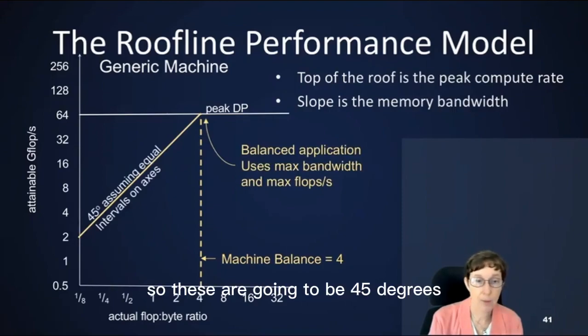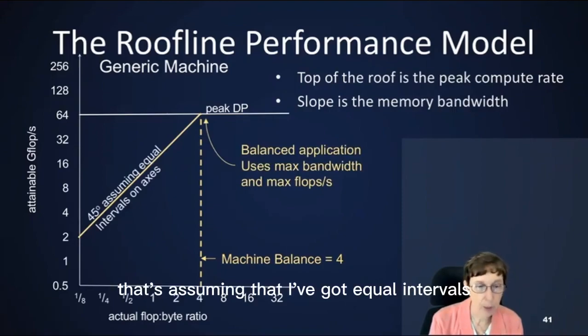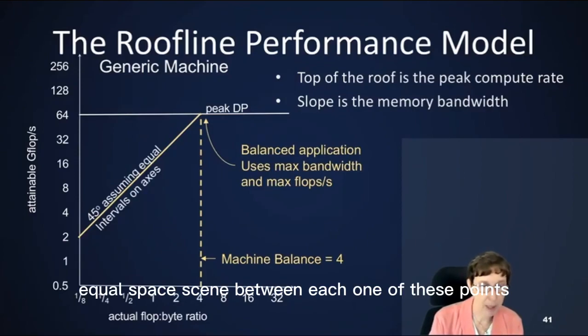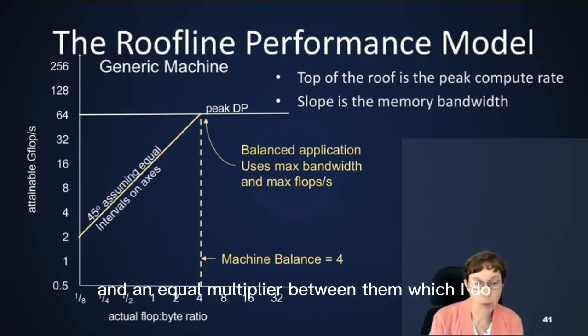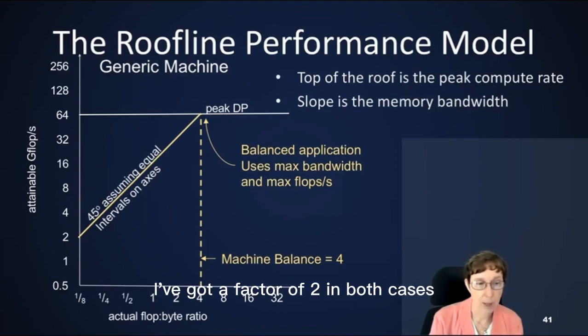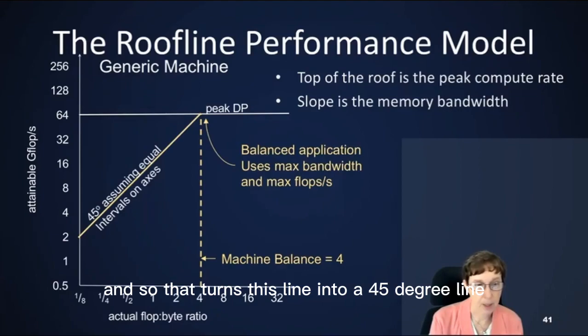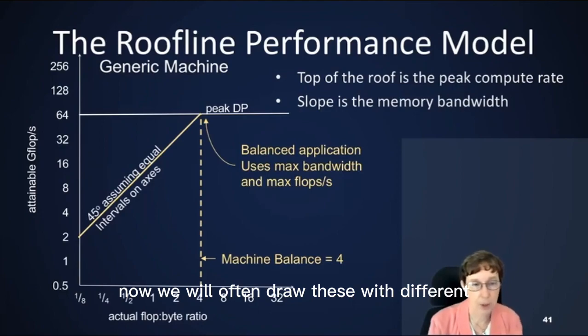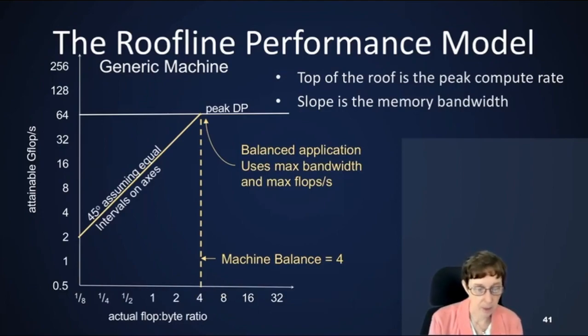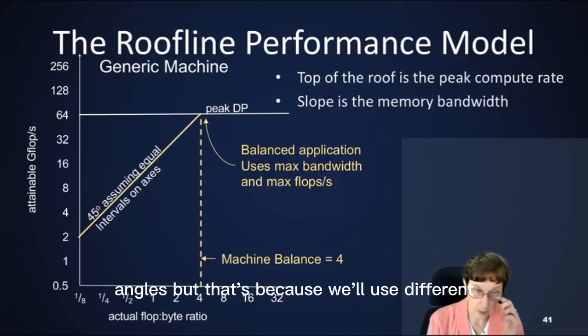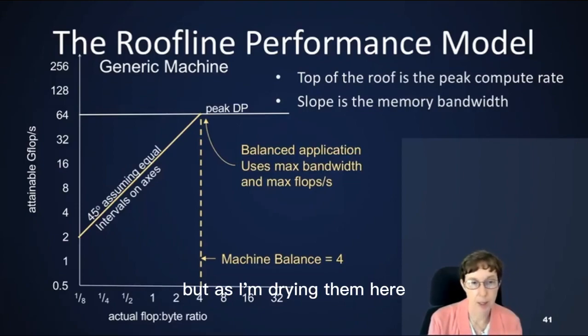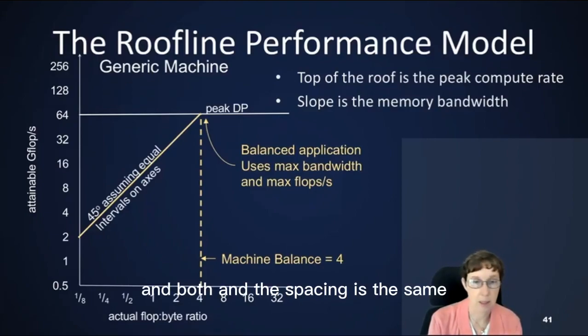So these are going to be 45 degrees. That's assuming that I've got equal intervals on my axis, that is equal spacing between each one of these points and an equal multiplier between them, which I do. I've got a factor of 2 in both cases, even though I start at a different point. And remember again, this is a log scale, and so that turns this line into a 45-degree line. Now we will often draw these with different angles, but that's because we'll use different ratios on these axes. But as I'm drawing them here, it's always going to be 45 degrees because there's a factor of 2 in both and the spacing is the same.